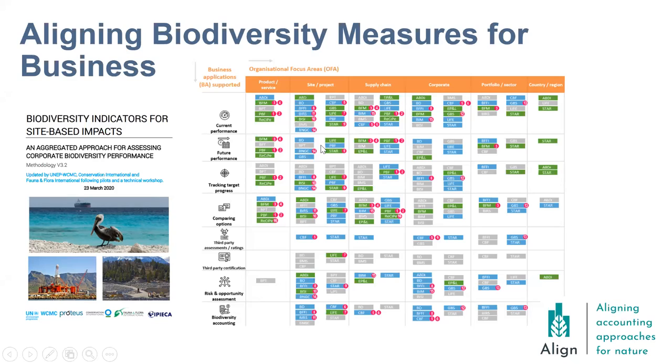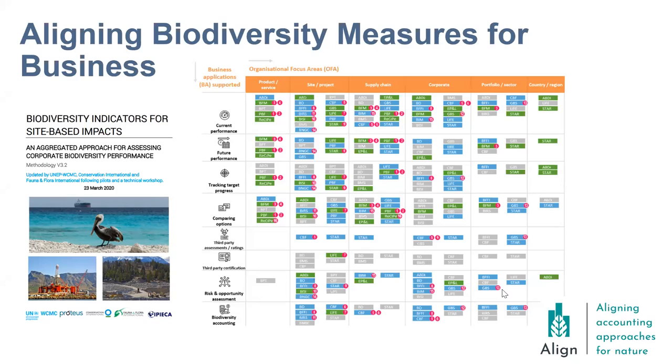Many of you will be aware of the existing and emerging measurement approaches for looking at biodiversity impacts and dependencies, many of which are noted also in the IUCN guidelines. There is a huge body of work conducted by the EU Business and Biodiversity Platform every year to look at these different measurement approaches and what business applications they can support through this matrix and what organizational focus areas they look at. And there's a huge body of work to look at this and the case studies that are coming out of testing those measurement approaches by businesses and financial institutions.